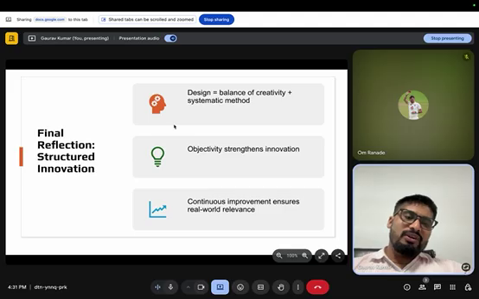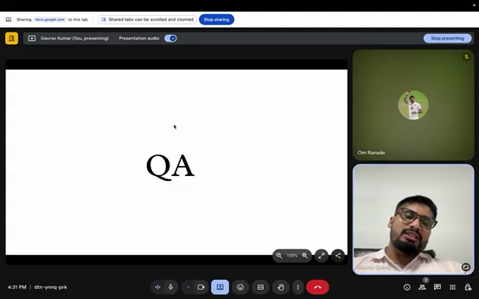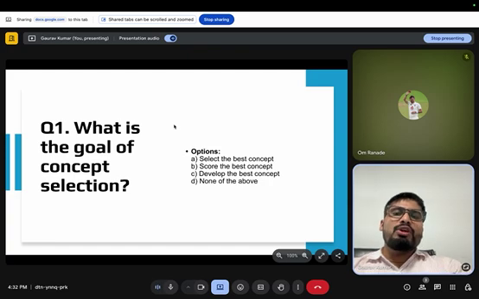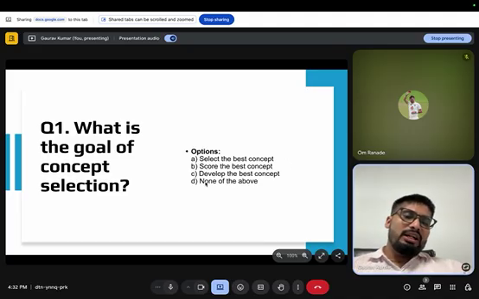Now we are moving forward to our next step, which is the question and answer session. Here is our very first question. What is the goal of concept selection? Is it to select the best concept, score the best concept, develop the best concept, or none of the above?